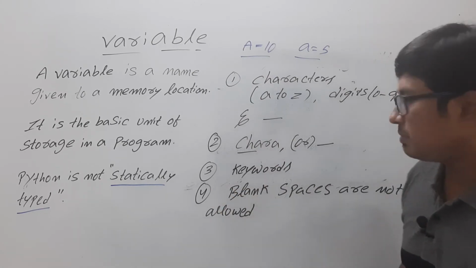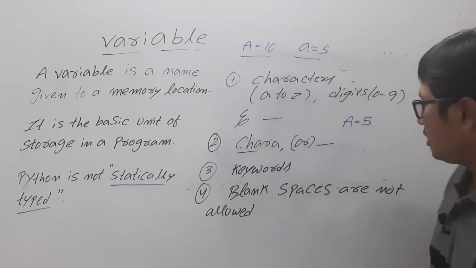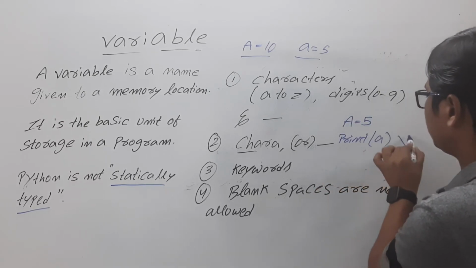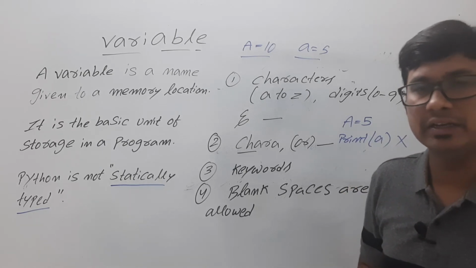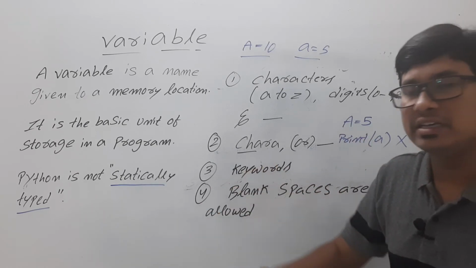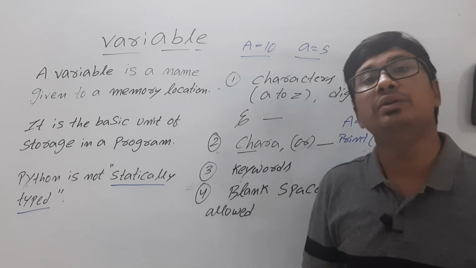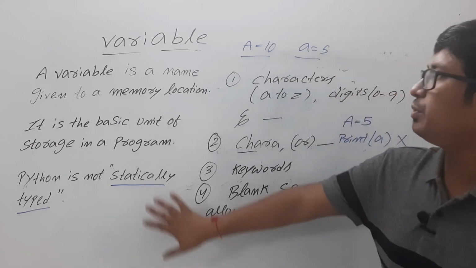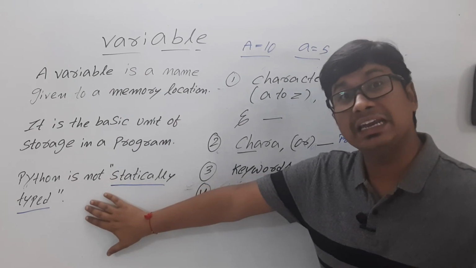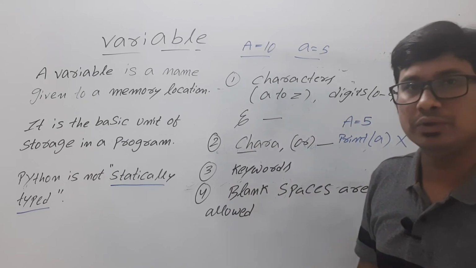Is it clear? Similarly, let's take that you have written capital A is equal to 5, and if you are printing small a, then it will give an error for you. So what I want to say here is that it is case sensitive. So capital A and small a are two different variables. So I hope you have understood what is a variable, why Python is called dynamically typed, and then what are the rules you need to follow.